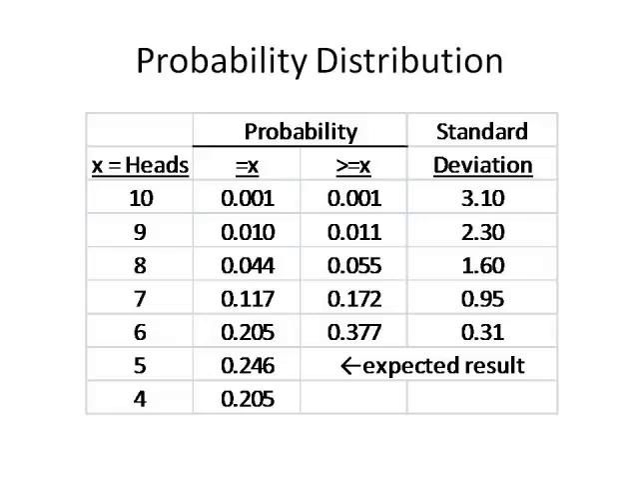So you can see here in the last column, getting 10 heads is 3.10 units of standard deviation. Getting 9 heads is 2.3 units. Getting 8 heads is 1.6, and so forth. So we can express the number of heads that we're actually going to see in terms of how likely it is that we will see that effect.